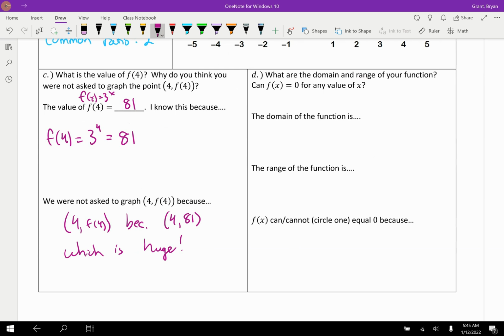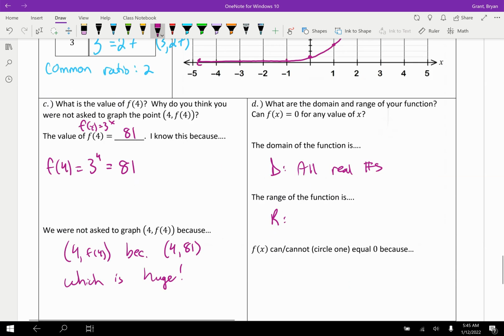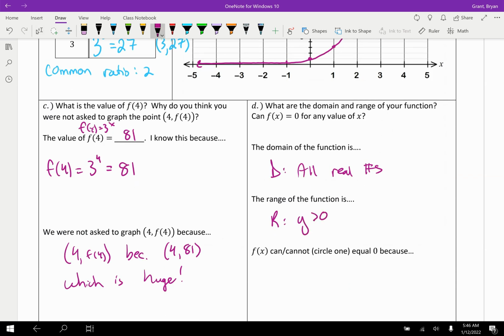What are the domain and range, and can f of x equal 0 for any value of x? Well, the domain, we've covered this a few times now, is all real numbers. Okay. The range of our function, let's see if it's any different. I don't think so. I think our range never quite gets to the x-axis, that's a y value of 0, and it grows up above it. So our range here is y is greater than 0. Or if you wanted that in interval notation, we go from 0 to infinity.